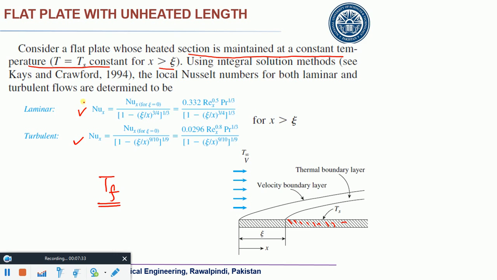So these are the relationships. These relationships are only dependent on Reynolds number, Prandtl number, and you can see a term zeta over x there as well.